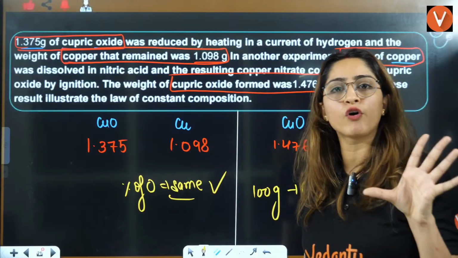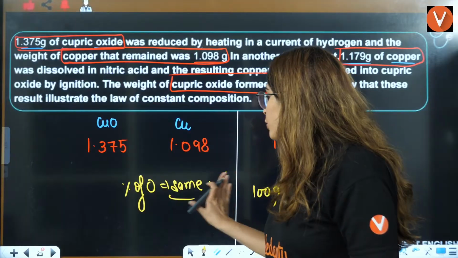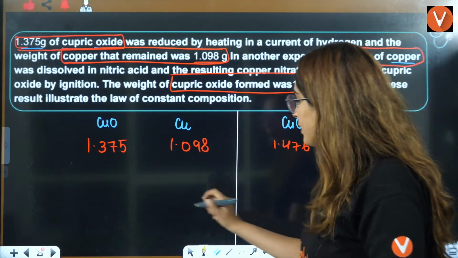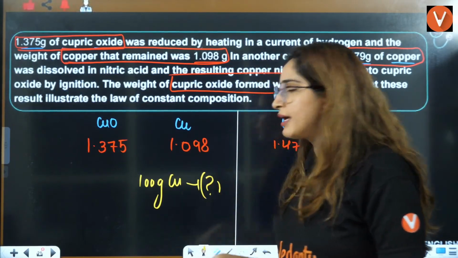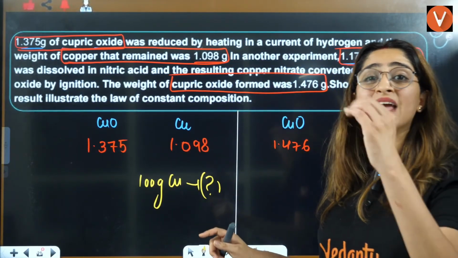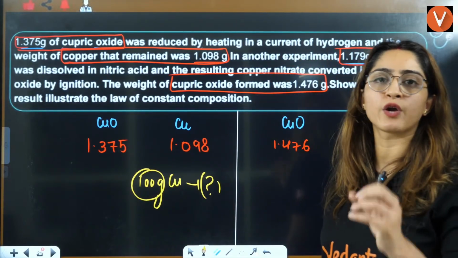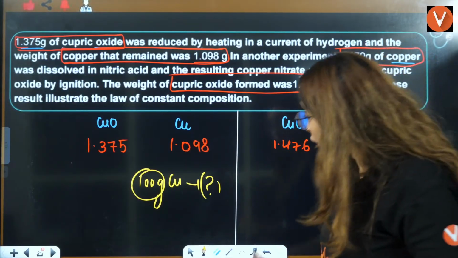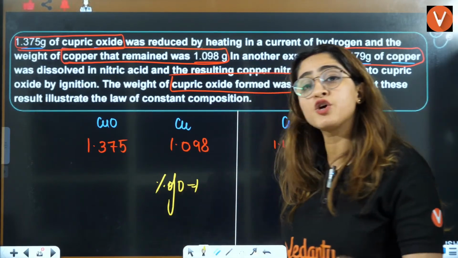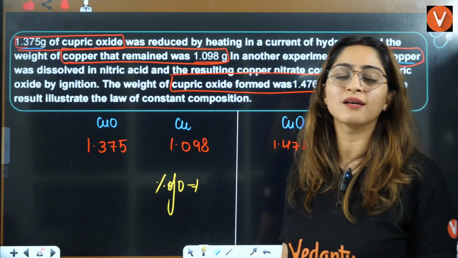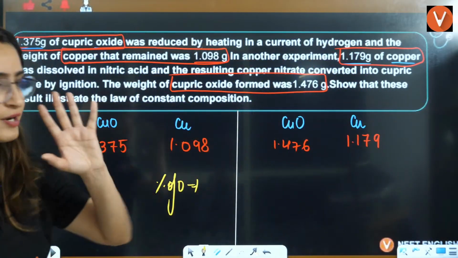But there are 3-4 methods to prove this. One thing is, you can simply fix the amount of copper. You can say for 100 gram of copper, how much oxygen is required. If in both the cases the same amount of oxygen is required for 100 gram of copper, that means we are on the right track. Or you can also calculate the percentage of oxygen. If the percentage of oxygen is same, then also we can say that definitely we are calculating the same thing only. It's just the way of finding the answer that is different.